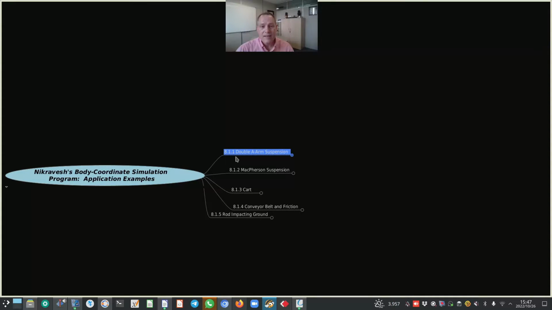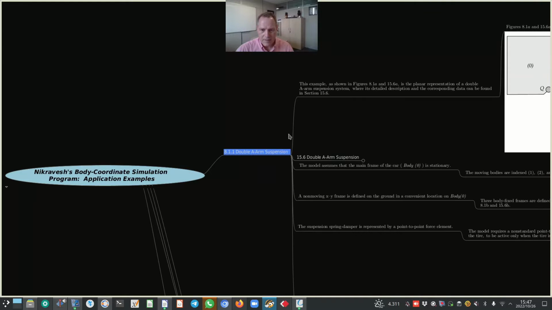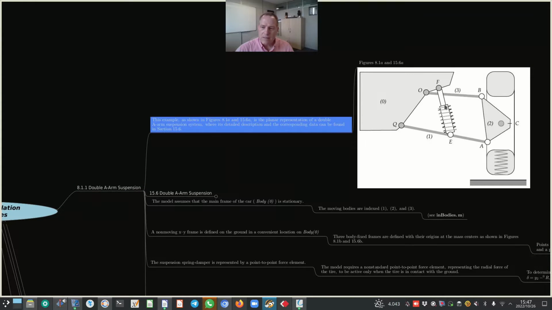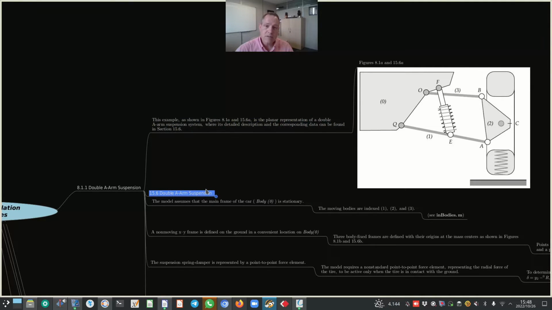reaction force is implemented. Okay, so just to recap, the double A-arm suspension is shown in both figures 8.1a and 15.6a, and you can see the schematic on the screen here. It is a planar representation where its detailed description and the corresponding data can be found in section 15.6. Now, I have subsection 15.6 included in the mind map. We did look at all those details in lecture 5, so I'm not going to repeat it here.